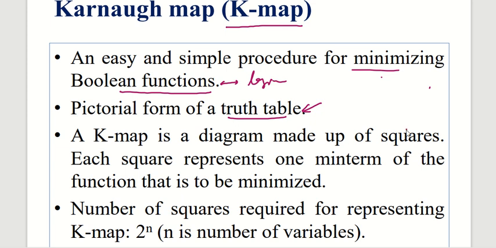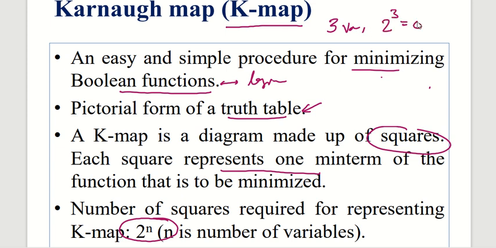It is made up of different squares, and each square represents minterm values. The main thing is how many squares or boxes are required to represent each term. It is only 2 power n, where n is the number of variables. So for 3 variables, 2 power 3, the total number of required boxes will be 8. If we have 4 variables, it will be 16.